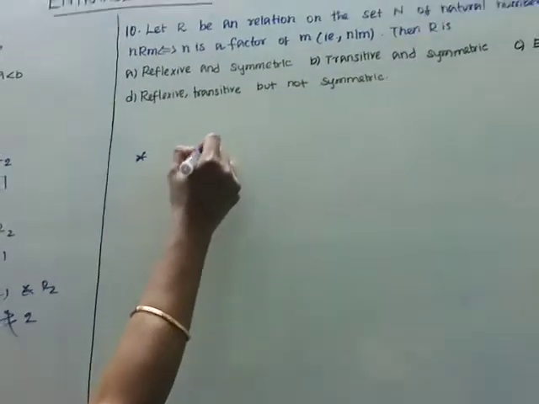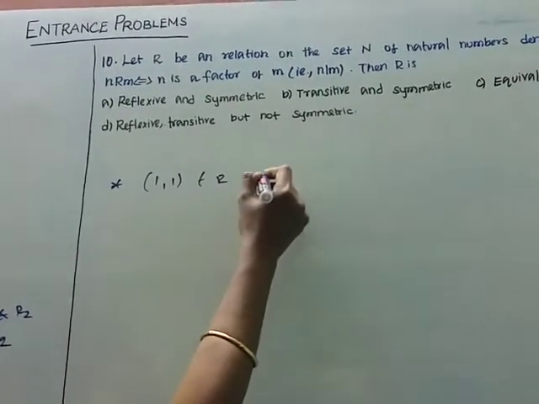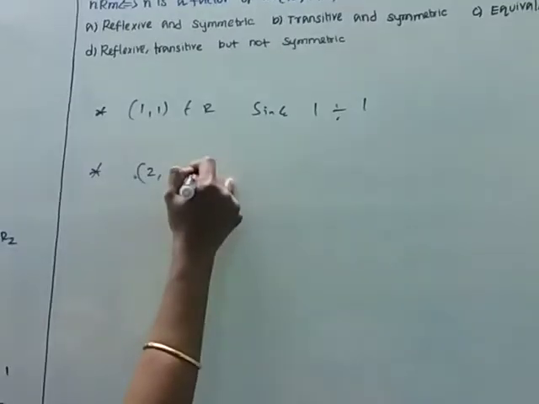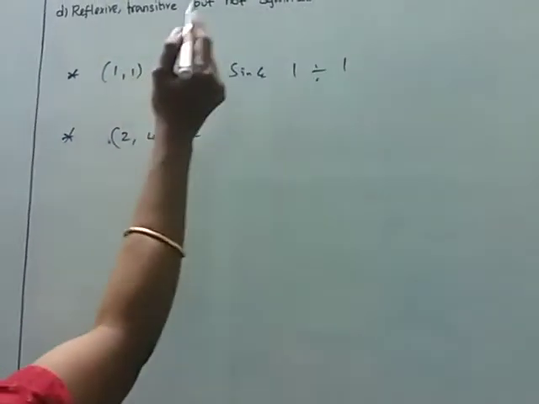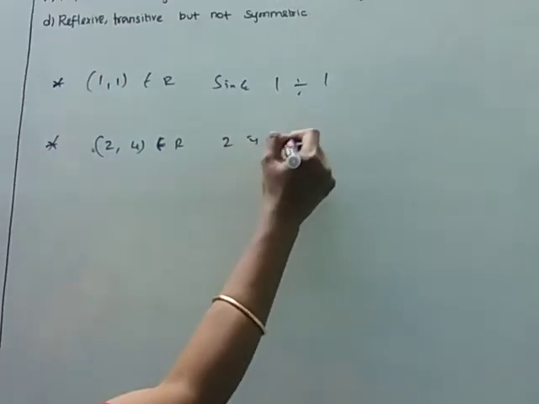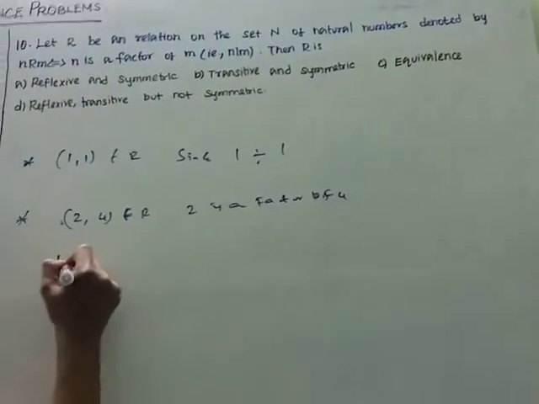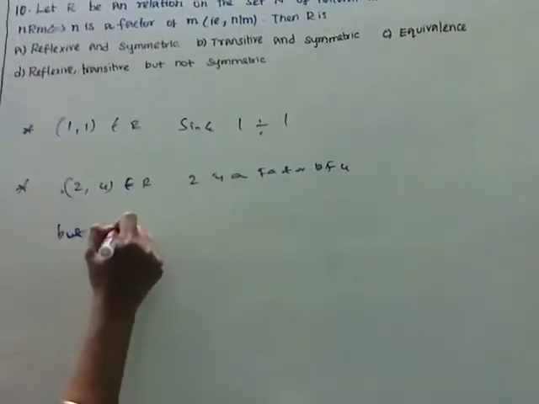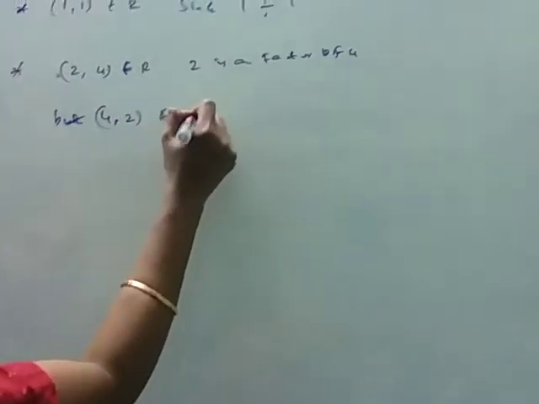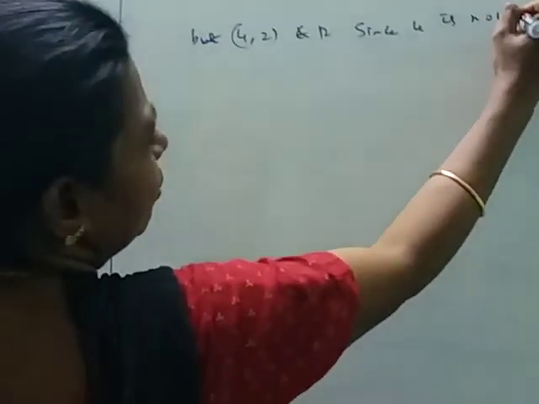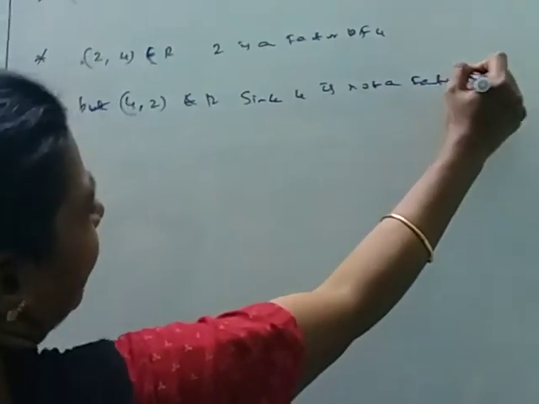So here (1,1) belongs to R since 1 divides 1. Next is (2,4) belongs to R, that is, 2 is a factor of 4. But the symmetric pair (4,2) does not belong to R since 4 is not a factor of 2.